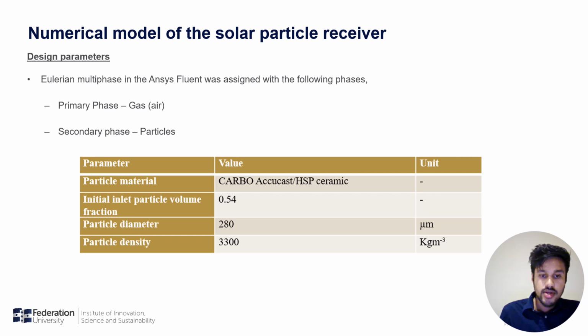I utilized the Eulerian multiphase model for the numerical model that I have developed using ANSYS. I have assigned two phases within the receiver cavity. I used gas as the primary phase and ceramic particles are assigned as the secondary phase. The particle material selected was HSP ceramic, and specifically for the validation of the model, I used specific initial inlet volume fractions and particle diameters to validate the model with previous experimental data obtained from literature studies.